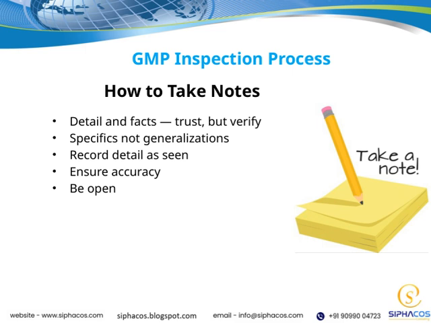Always double-check your notes to make sure they're accurate, because precision matters a lot in GMP inspections. Stay open-minded. Your notes should reflect what's truly happening, without assumptions or biases. Keeping these points in mind will help you create reliable and useful notes throughout the GMP inspection process, which is essential for maintaining quality and compliance.